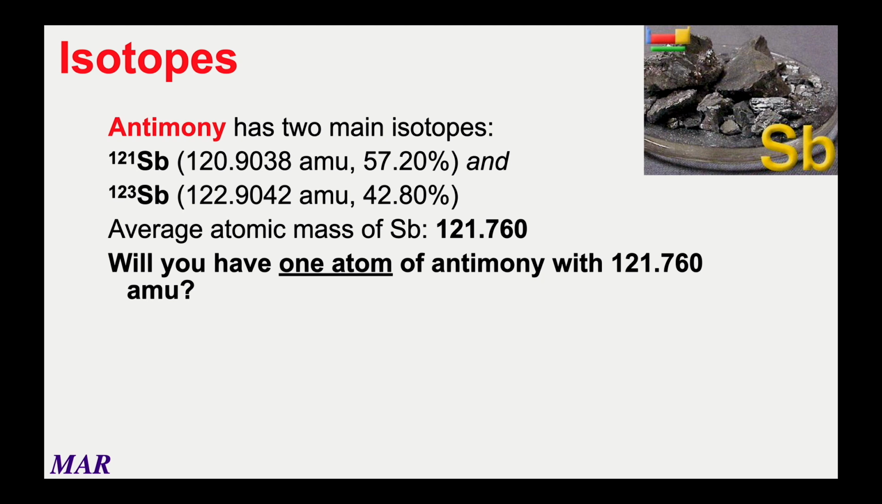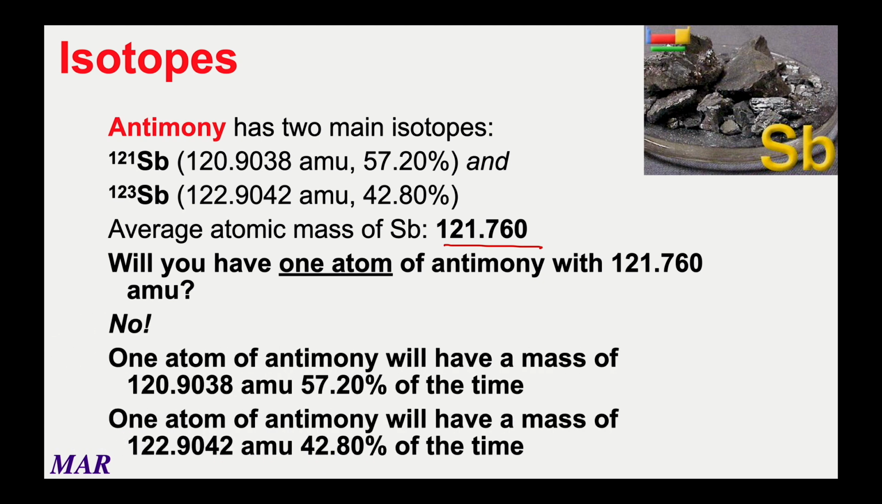Antimony is another element on the periodic table. It's number 51. And antimony has two main isotopes. Antimony 121, about 57.20% abundant, and antimony 123, which is about 42.80% abundance. Now, the average atomic mass of antimony, 121.760. It's about halfway between 123 and 121, more or less. And the question is, will you ever have one atom of antimony at 121.760 AMU? And the answer is a resounding no.